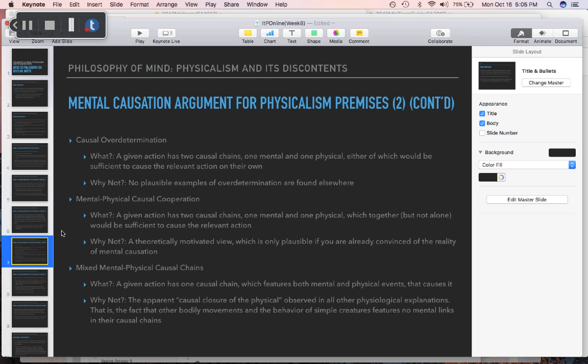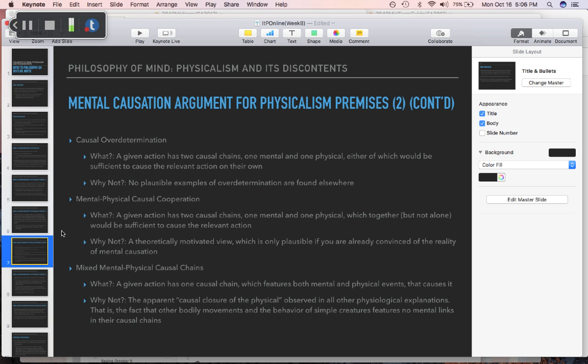So why doesn't this work? There's a principle in the realm of this discussion which is called the causal closure of the physical, which is observed in all other physiological explanations. As I explain here, that means that other bodily movements and the behavior of simple creatures feature no mental links in their causal chains.